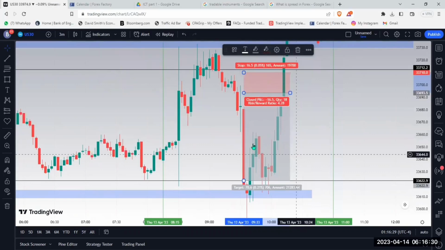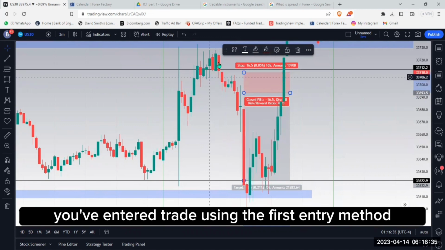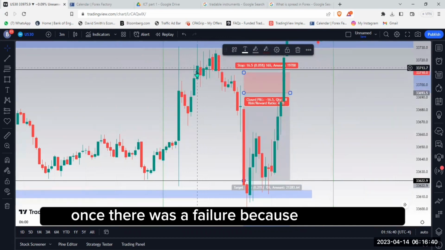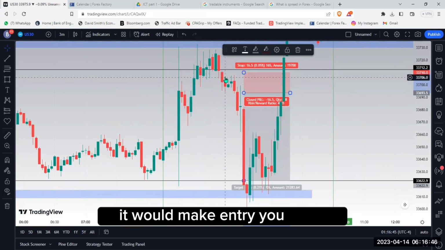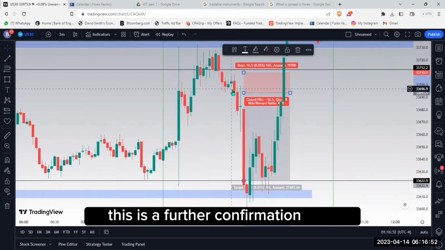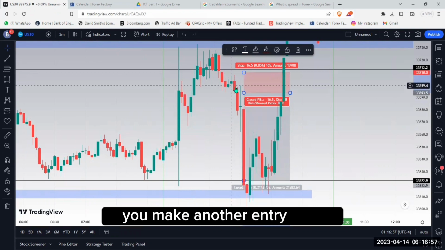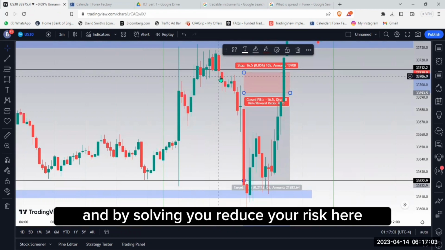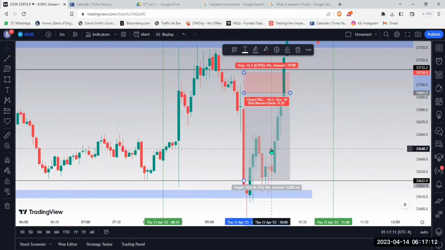So that's it. If, for example, you've entered a trade using the first entry method called the flip, and there was a failure because of this candle, you see that there was a failure here, you could make entry with little amounts. And when you see this further confirmation, you make another entry. And by so doing, you reduce your risk here. And that could add up. So that's it.